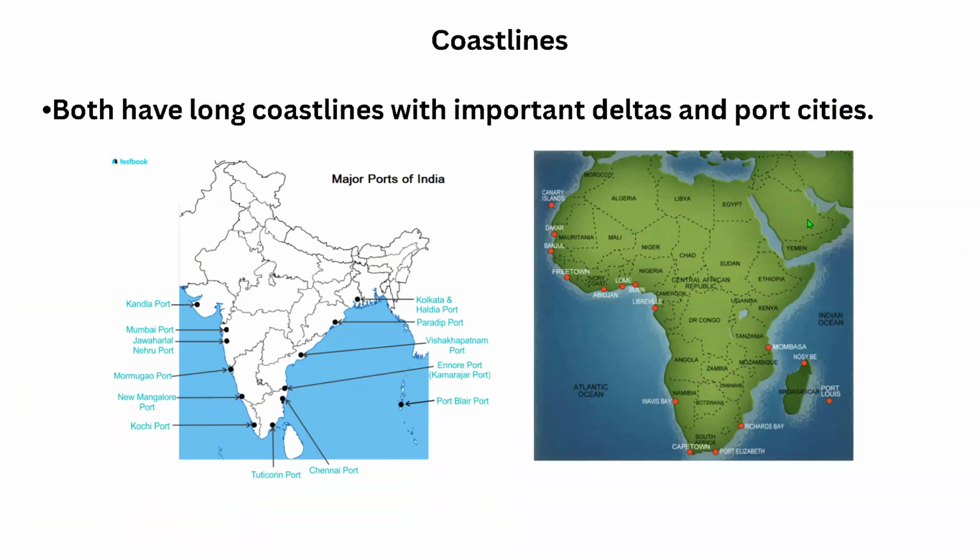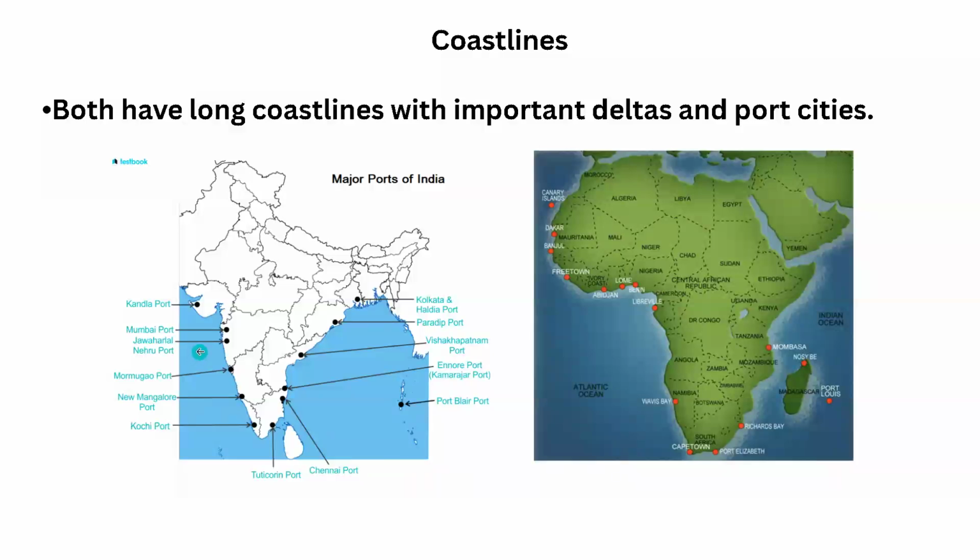Next, if we see coastline, both the continents have bigger coastlines. India has coastline in the southern part, because the Arabian Sea is on the left, the Indian Ocean down, and the Bay of Bengal on the east. All together, forming a big coastline. For the east and southeast, we have 972 kilometers of coastline, and in the west also we have more.